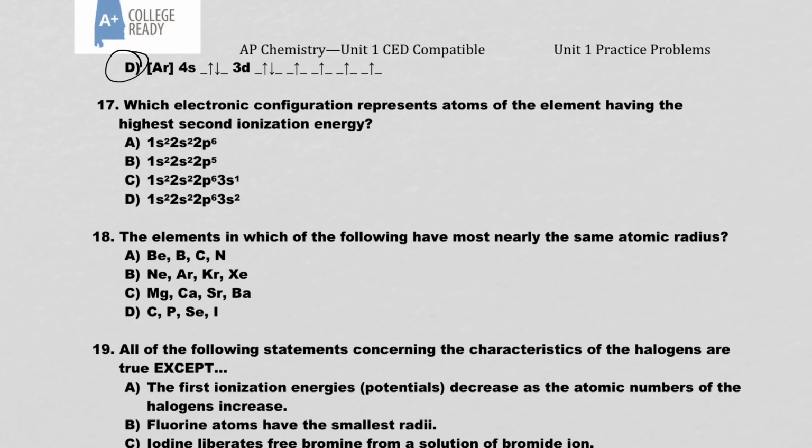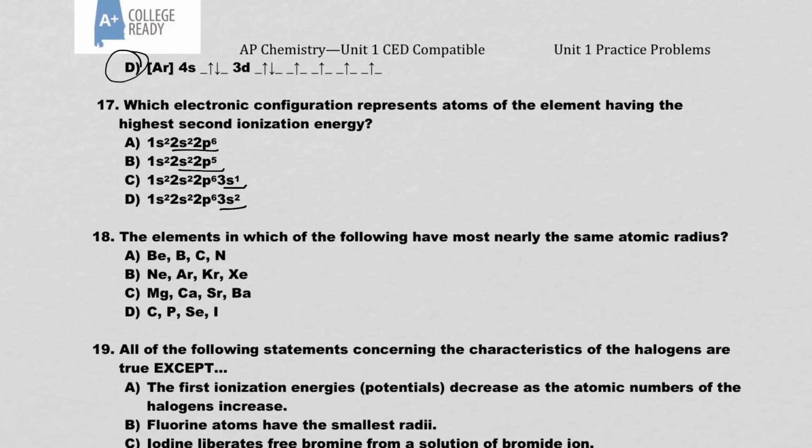All right, for 17, which electronic configuration represents atoms of the element having the highest second ionization energy? So that's a lot to consider. All right, so remember, the first ionization energy is the energy it would take to remove the first electron from an atom. Okay, so second ionization energy is to remove a second electron after the first one's removed. So if I look at just what elements these are, okay, so, notice these valence. Here are valence, valence, valence, valence.